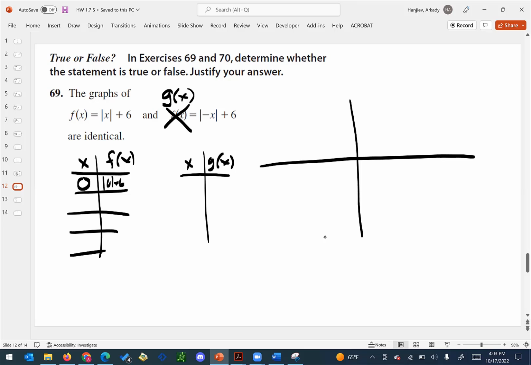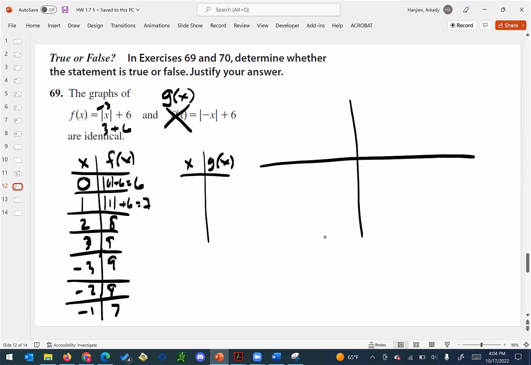All right, if I were to plug in a 0 for x, the absolute value of 0 plus 6 would just give us 6. If I were to add a 1, the absolute value of 1 is 1, plus 6 is 7. So I add a 2 and I get an 8. I add a 3 and I get a 9. And if I go backwards, if I put a negative 3 in, it's just going to make it positive anyways. So you get yourself that 9. Negative 2 will become an 8, and negative 1 will become a 7.